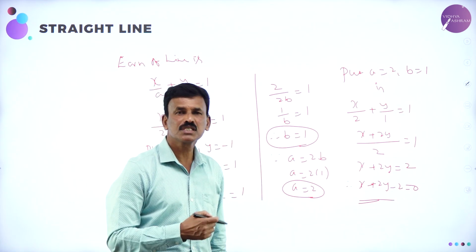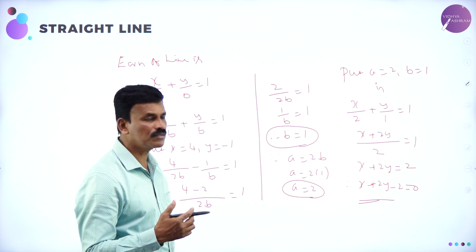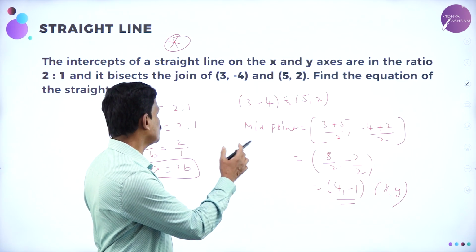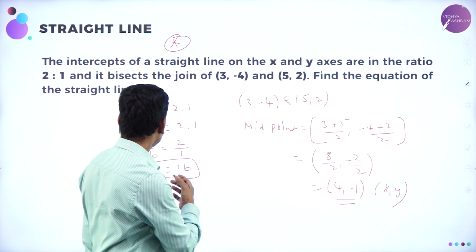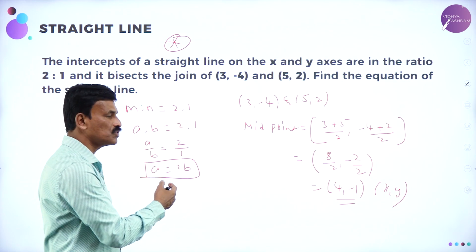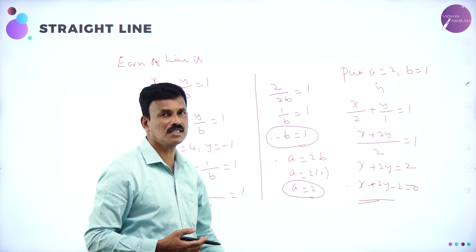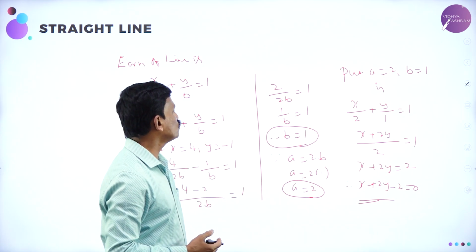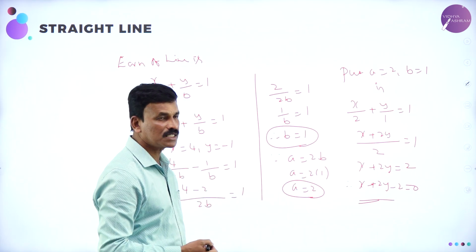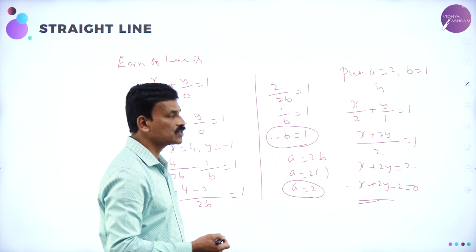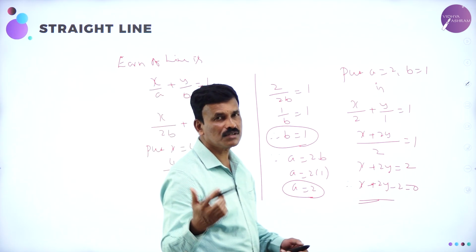Okay. So, this is how we are going to solve this problem. Right. Very simple problem. Just find the midpoint of the given points, and the ratio a by b is 2:1. Simplify, you will get the values of a and b. Substitute in the standard equation. x by 2 plus y by 1 is equal to 1. Take LCM, 2 is LCM. x plus 2y minus 2 is equal to 0 is the required equation of the line.